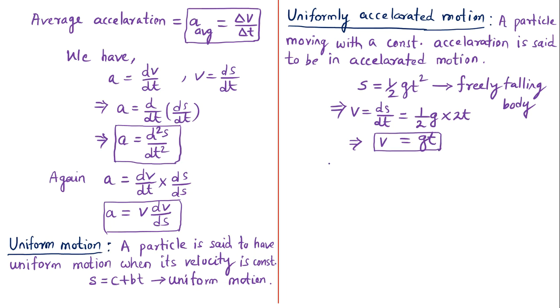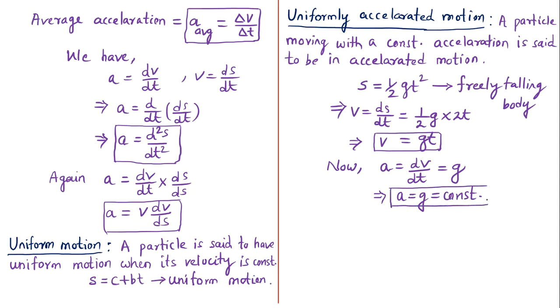Then acceleration. Now what is acceleration? Acceleration equals dv by dt, that is g, which is a constant, which implies a equals g. As acceleration is a constant, this is an example of uniformly accelerated motion. Clear? Got it?